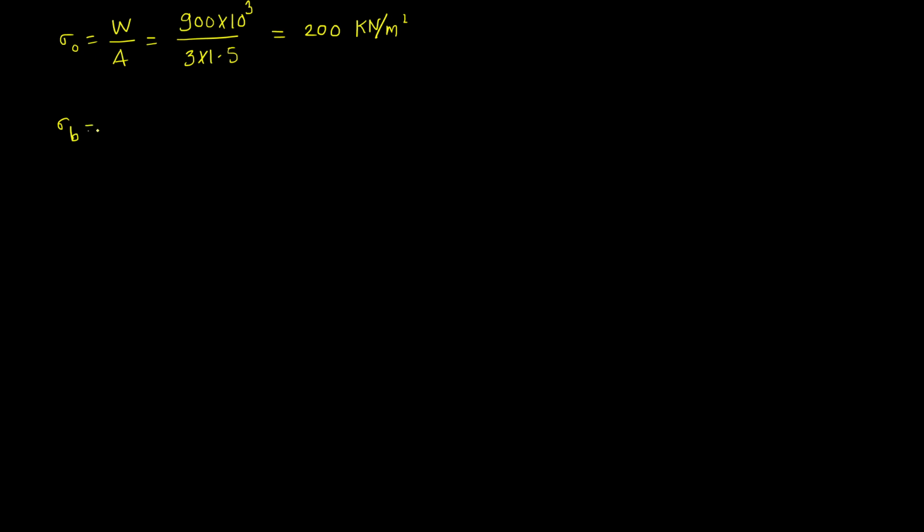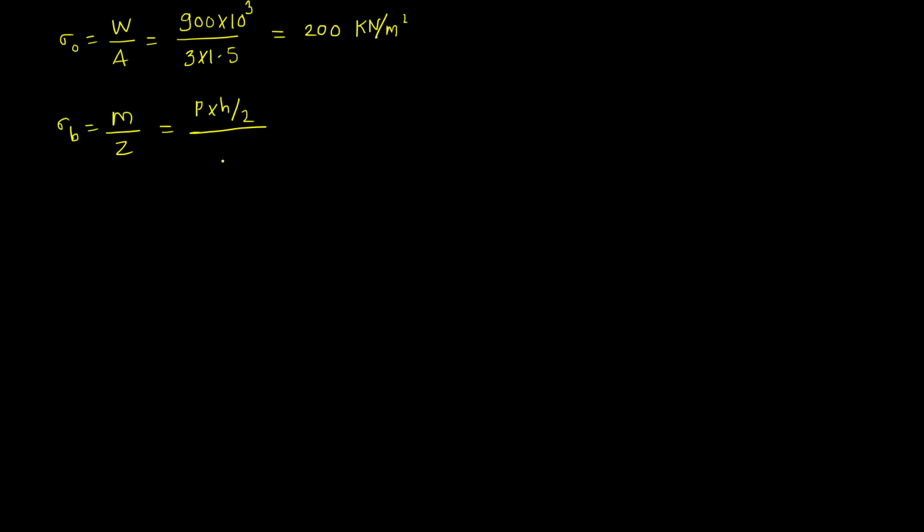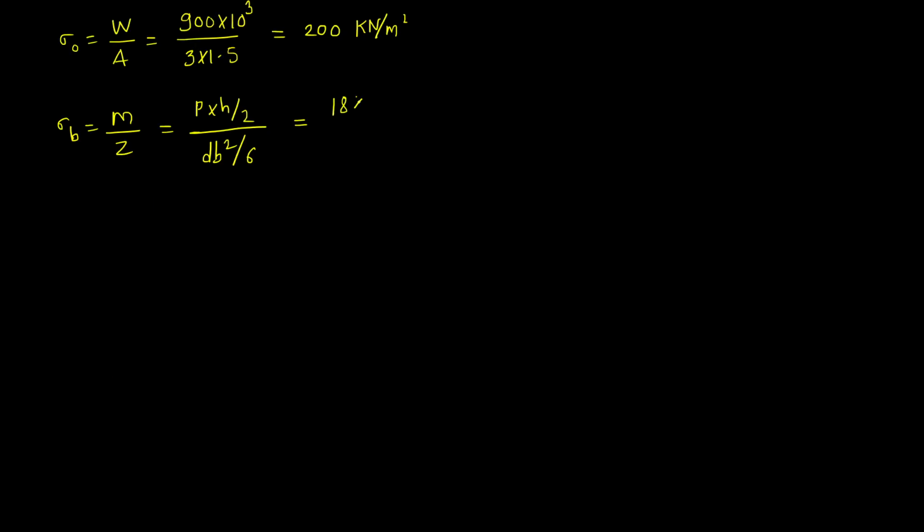Similarly, bending stress sigma B is equal to M by Z. M is equal to P into h by 2, since the moment will be due to the wind force. Z is in this case D B square by 6. So we'll substitute all values here. P is 18,000 Newton, or we can write 18 into 10 to the power 3, into h by 2, which is 10 by 2, that is 5. Then D is 1.5 into B, 3 square, divided by 6. So this is the value of sigma B, and sigma B will come 40 kilonewton per meter square.